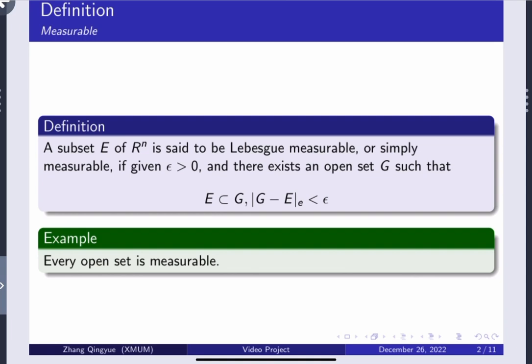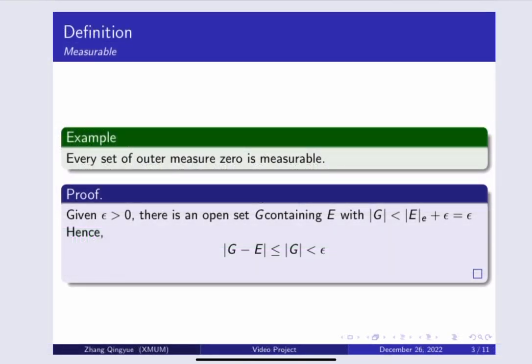And by definition, it is obvious that every open set is measurable. Here is another example. Every set of outer measure 0 is measurable.